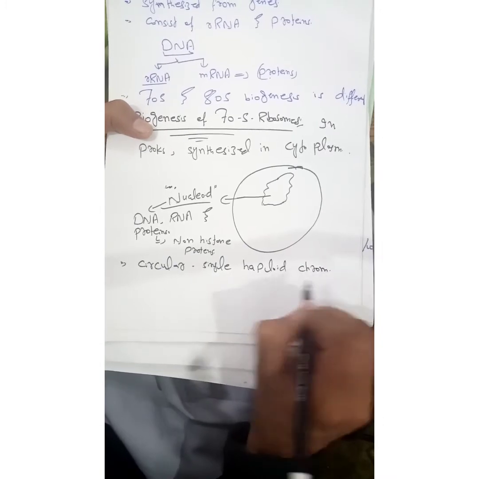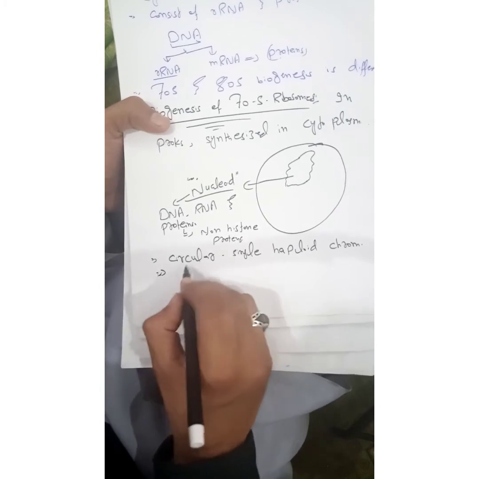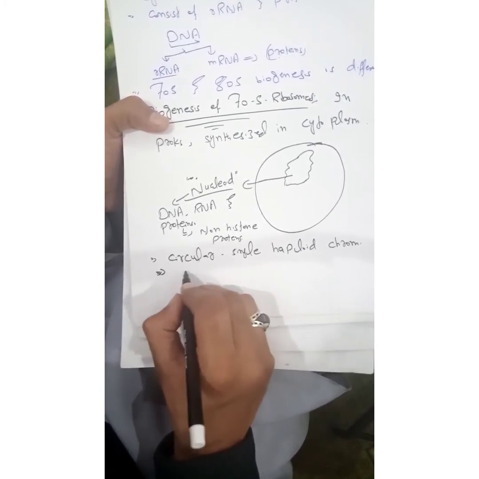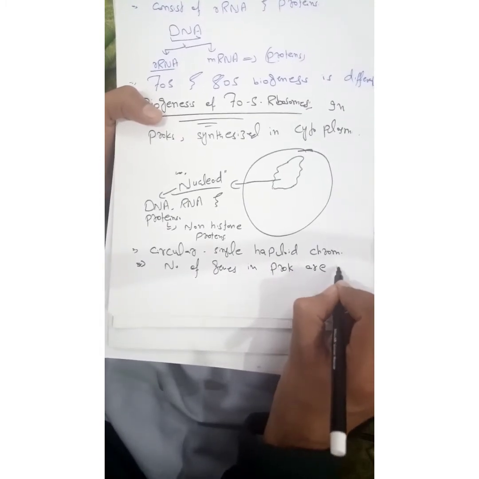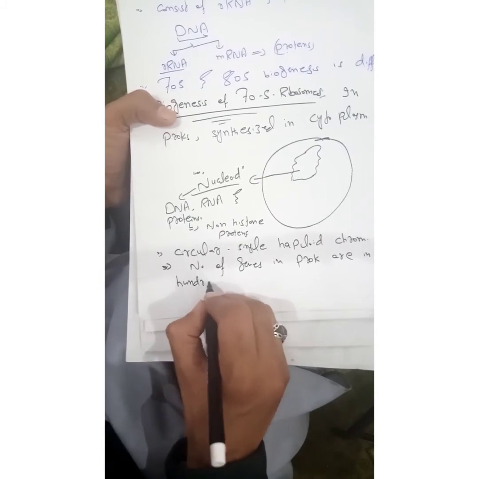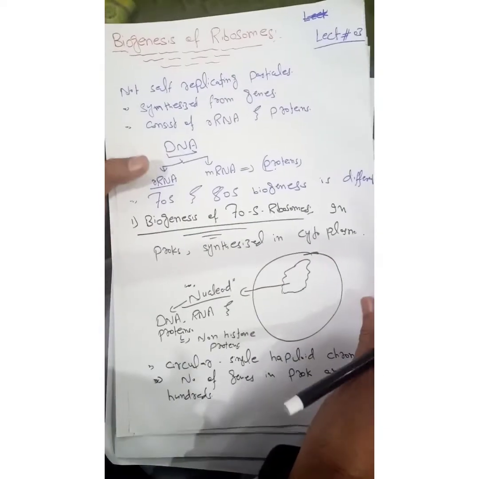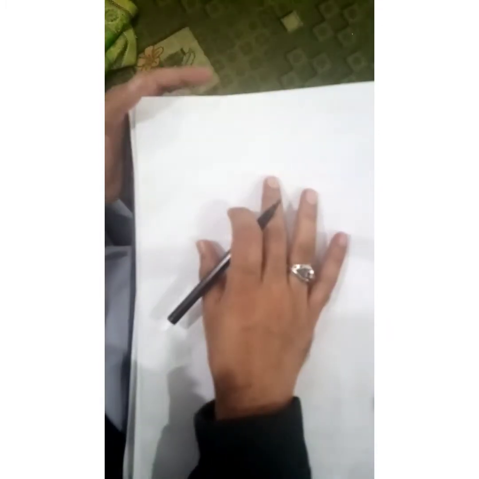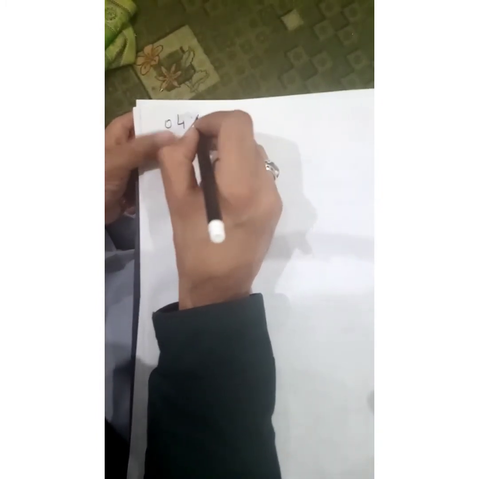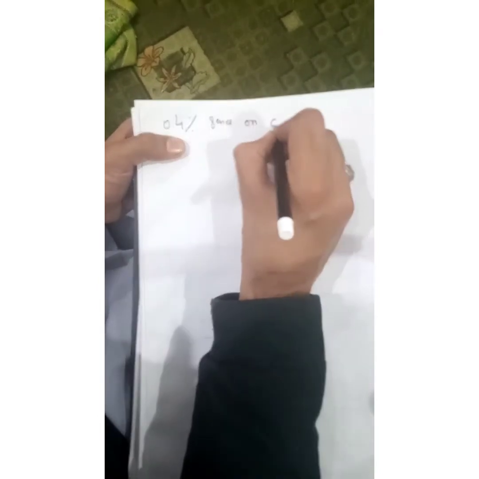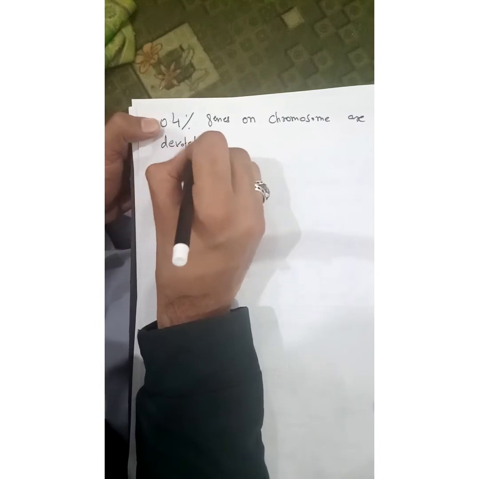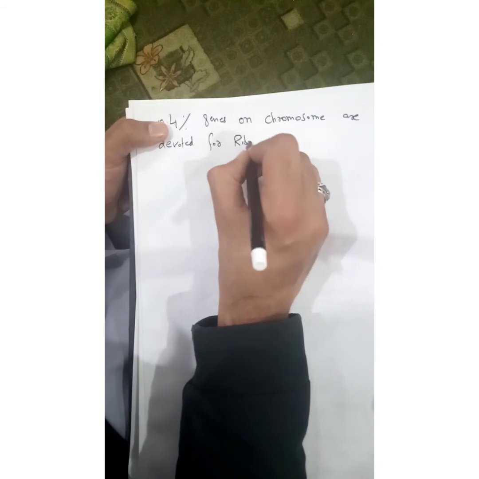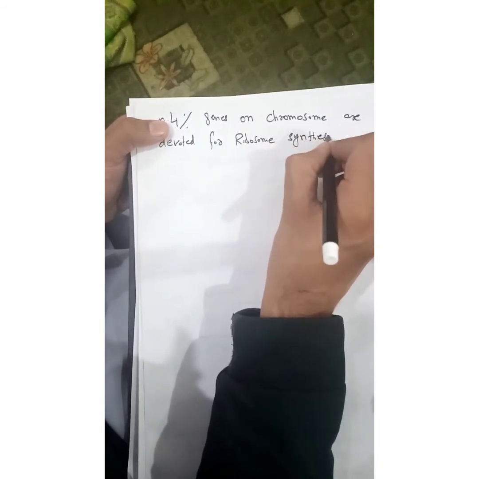The number of genes in E. coli, or in bacteria, is in the hundreds. The exact figure I don't remember, but it is in hundreds. When the biogenesis of ribosomes occurs, it occurs from the genes on the chromosome. Only 0.4% of genes on the chromosome are devoted to ribosome synthesis.